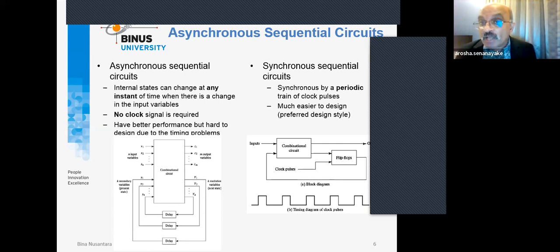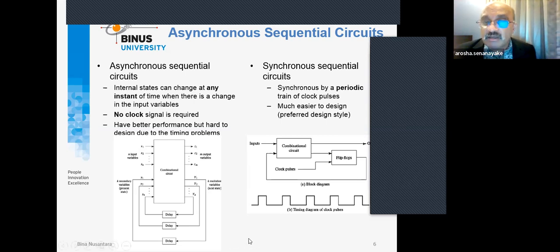Then, as I told you, please don't quote that no clock signal is required at all. Rather, a clock signal might be required, for example, for the first circuit, or sometimes two different circuits are available with two different clock pulses. That means the frequency is different, for example one is 1 megahertz, the other is 2 megahertz. Then we can have asynchronous circuit designs. So there is no absolute statement.